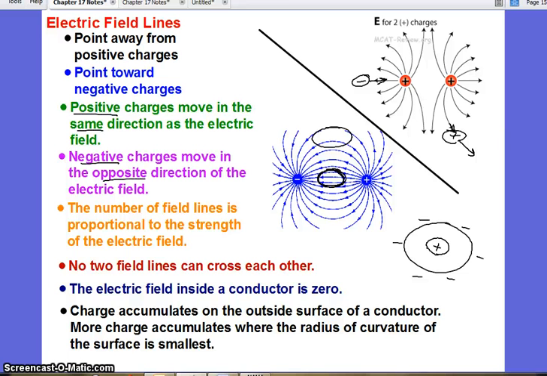Also, more charge accumulates where the radius of curvature of the surface is smallest, meaning that it always accumulates and leaves the surface at a point. Wherever there's a deformity, if it comes to a point here, more charge will be located at that point than at other points. So again, the electric field is a signal that is caused by the charge.